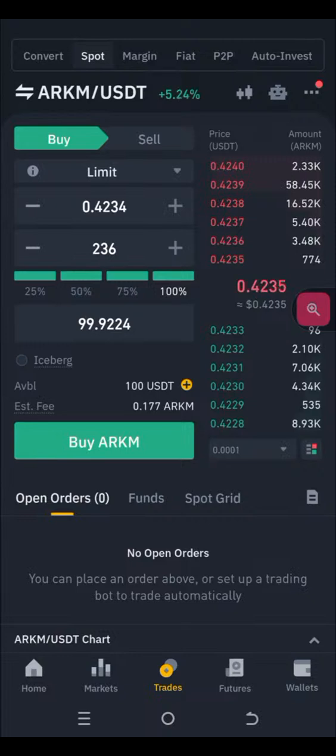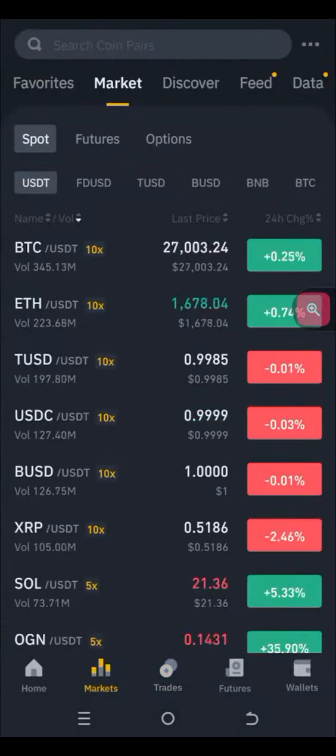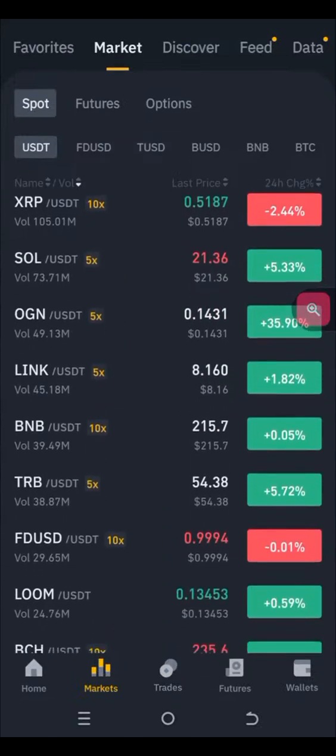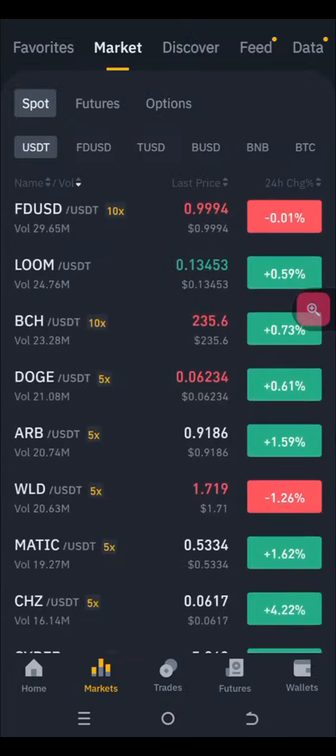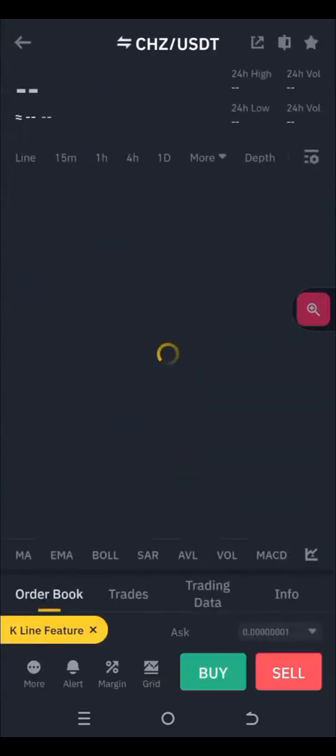It's not going to be as much as if I have a lower priced coin. So let's look at a smaller priced coin. Let me go back to markets and look at this other one that's cheaper. Let's look for one that's less than $1, so less than 10 cents. Okay, look at this one. This is CHZ. It's 6 cents. Let's look at it now.